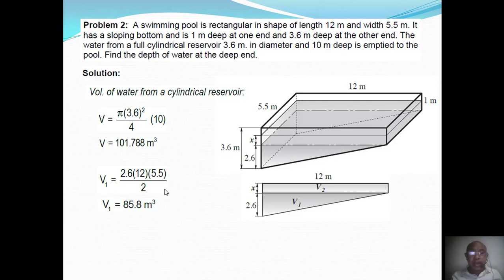Okay? And then I can solve for V2 in terms of x. So this is a rectangular prism 5.5 by 12 and the depth is x. So V2 is x times 12 times 5.5. So V2 is 66x. Okay? So take note that this water comes from the volume of water from the cylindrical reservoir. So meaning, if we add volume 1 and volume 2 here, that should be equal to our V. So here, V equals V1 plus V2.